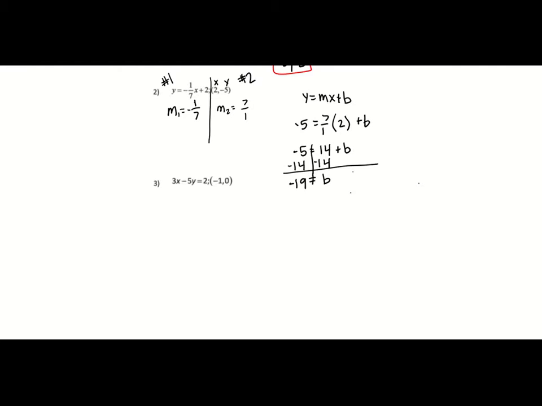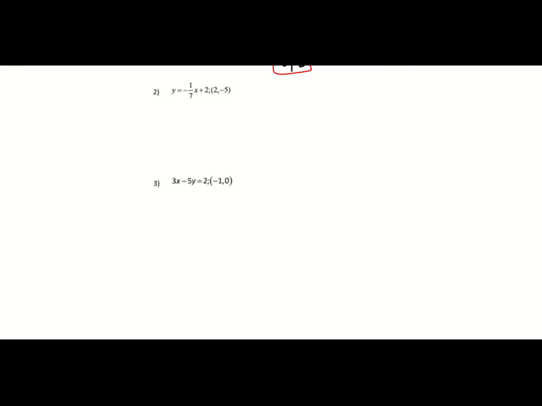So now I have my b is a negative 19, my m is 7. So I can write my new equation, which is y equals 7x plus b. And that is my final answer. This equation of a line is perpendicular to my other equation. Okay, one more example.